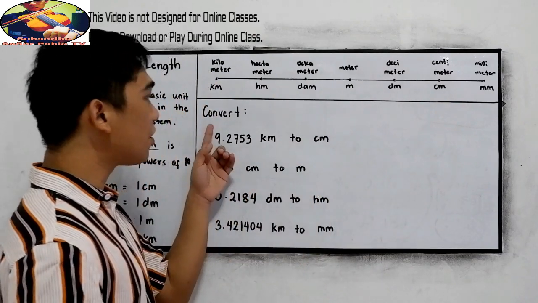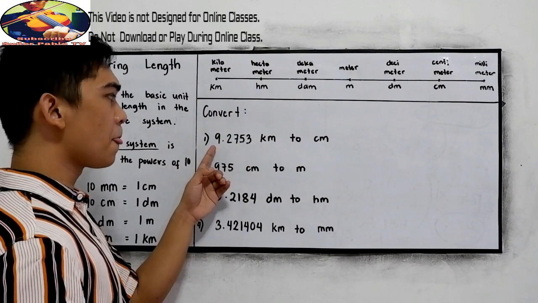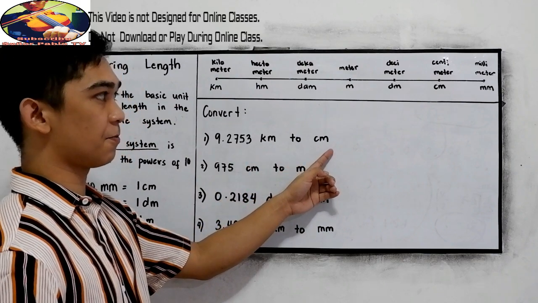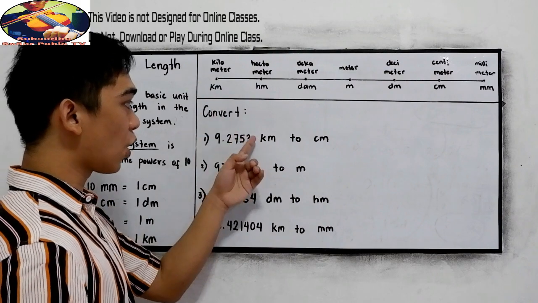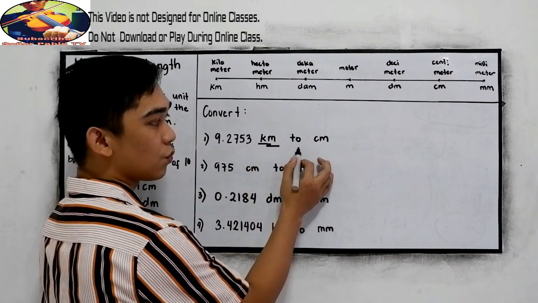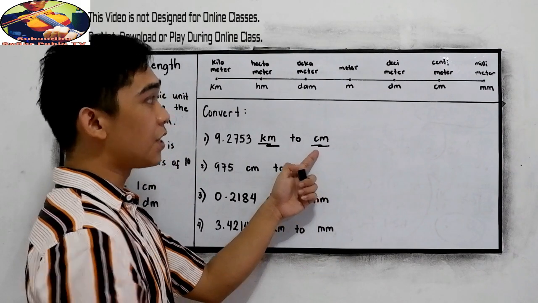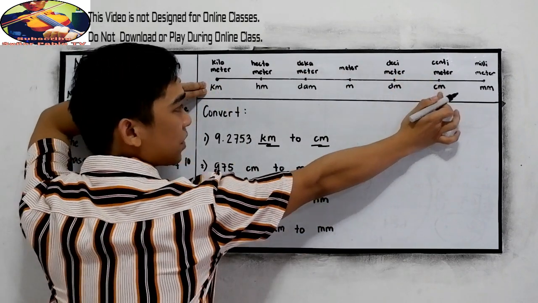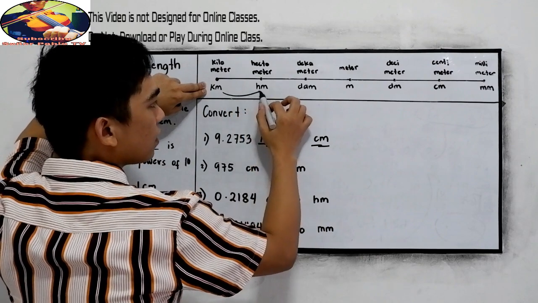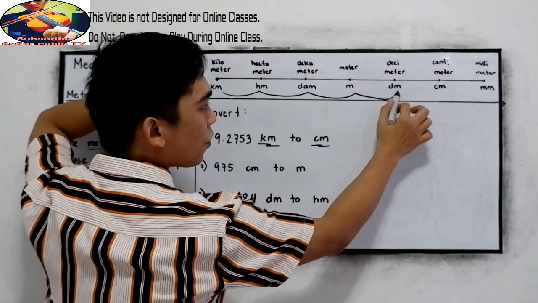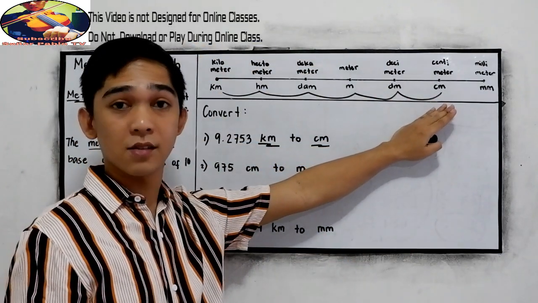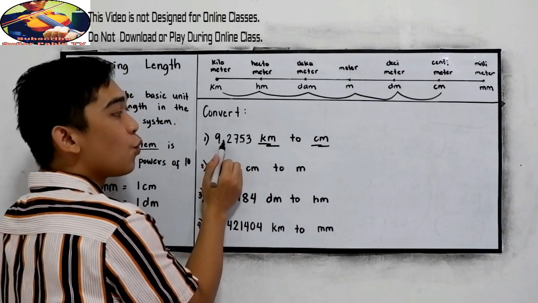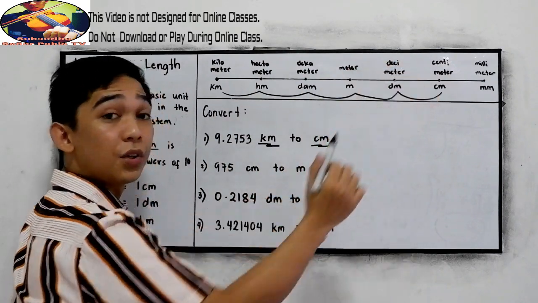So let's say we have number 1. We're going to convert 9.2753 kilometers to centimeters. Notice that we're going, over here at kilometer, we need to convert to centimeters. In our table, the kilometer is located here. That is how many units from the centimeter? So that is 1, 2, 3, 4, 5. So 5 units. That means in our decimal point is located here, we need to move 5 times to the right.